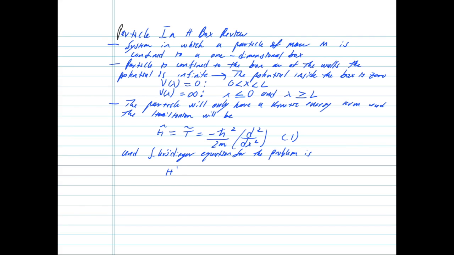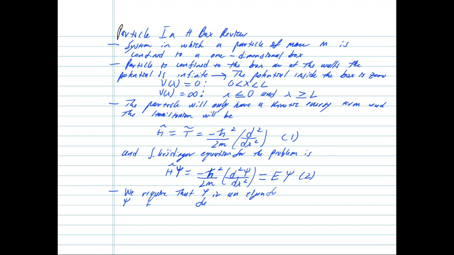So because of the way we defined the system, the particle will only have a kinetic energy term, and the Hamiltonian will be written negative h bar squared over 2 times m for mass multiplied by the second derivative with respect to x. And the Schrodinger equation for the problem is the Hamiltonian multiplied by the wave function is equal to negative h bar squared over 2m multiplied by the second derivative of the wave function with respect to x. And that's equal to the energy multiplied by the wave function.